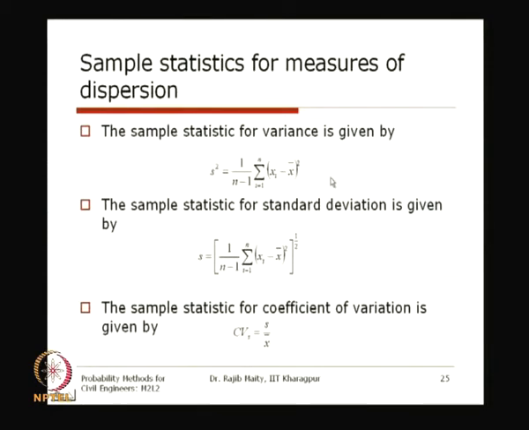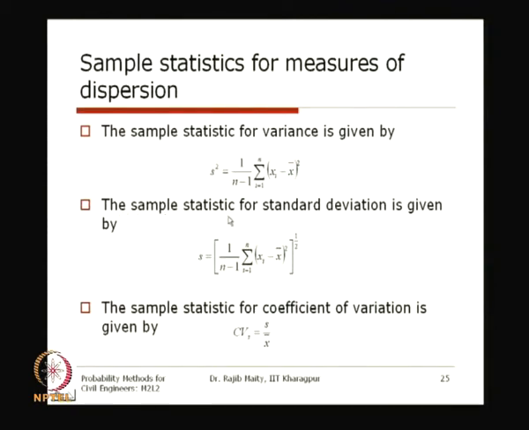Now, if I want to know the sample statistics of this measure of dispersion, the sample statistics of the variance is given by: for the random variable, some observations x_i are taken, if the number of samples is n, then x_i minus x bar, which is the sample mean, squared, summing them up and dividing by n minus 1. This minus 1 is to make this estimate unbiased.